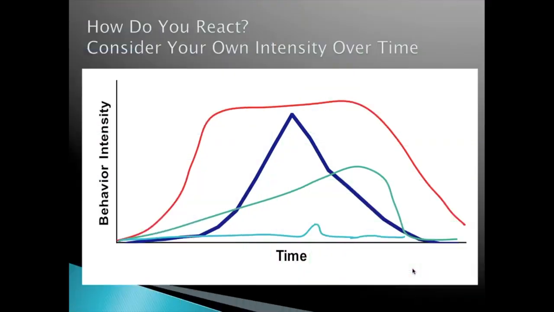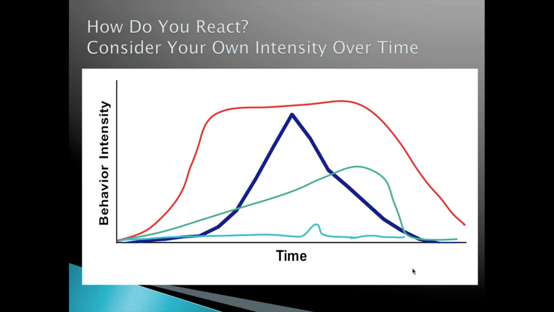So take just a moment and think about this chart. What you'll see is on the left-hand side, this idea of ever-increasing behavioral intensity, and along the bottom, the idea of time and behavioral intensity over time. So if, for example, and just think to yourself, which of these types of cycles would you identify yourself with the most?